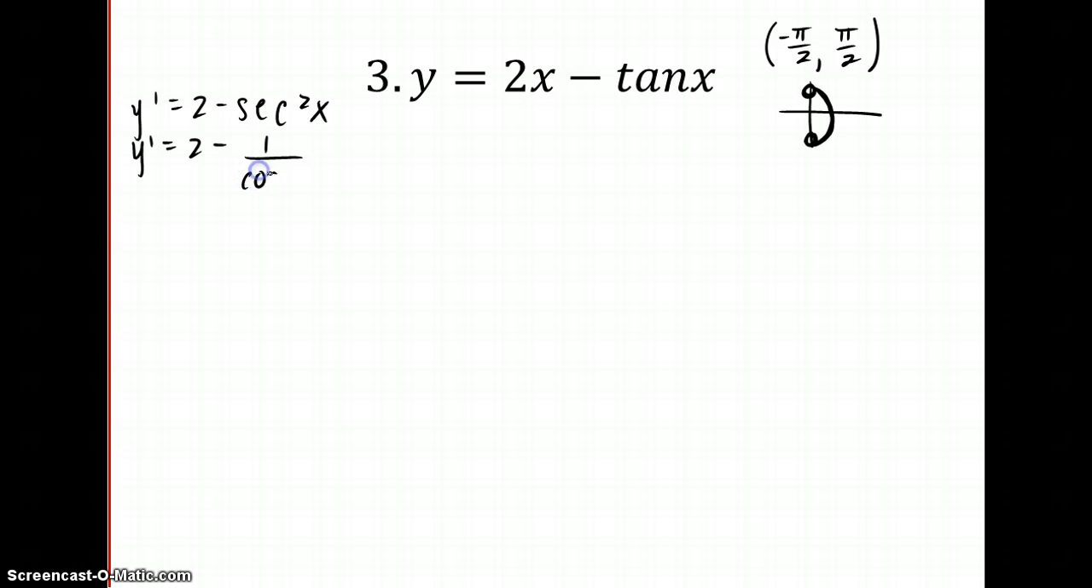Secant is the reciprocal of the cosine function. So the derivative doesn't exist when the cosine function equals 0. And we have had this domain on previous problems. In this interval, the cosine never equals 0, so we wouldn't get any critical values from that case. Where does the derivative equal 0?